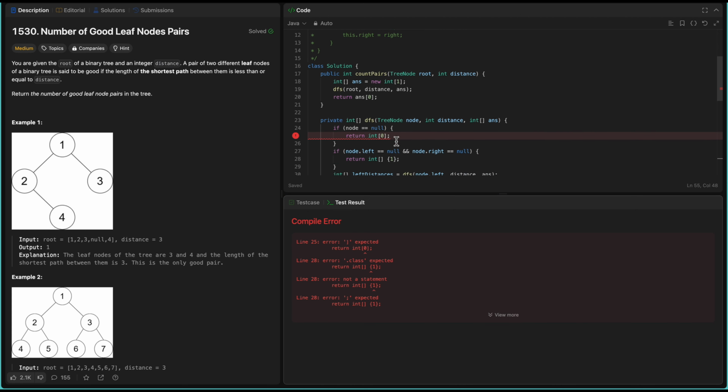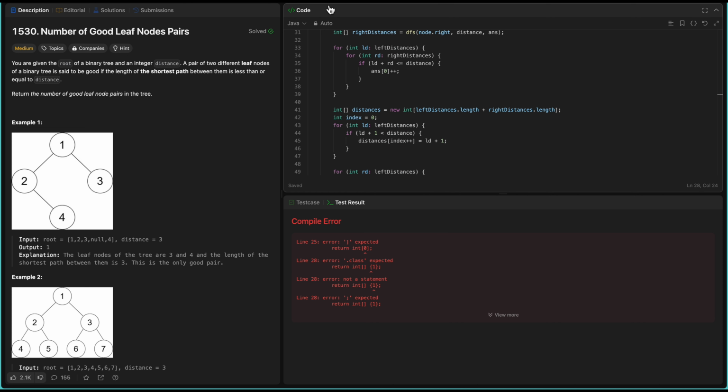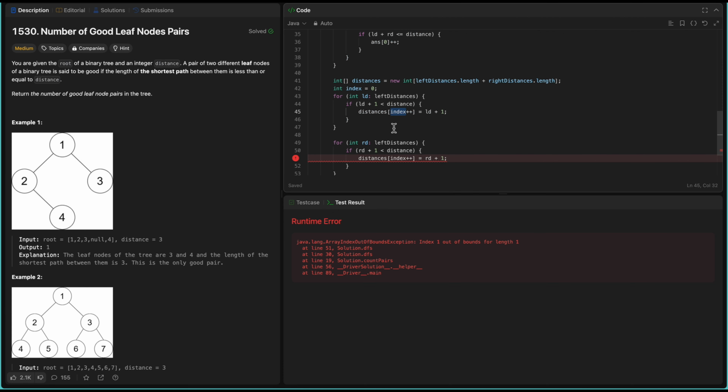There is some issue. I should pass new int, right? My bad. I should initialize the array. Now I think let's try it out again. For some reason, I have an index out of bounds. Let's see what is the issue. Because I am looping on the wrong array. I should be looping on the right distances array. Sorry for this typo. Awesome.